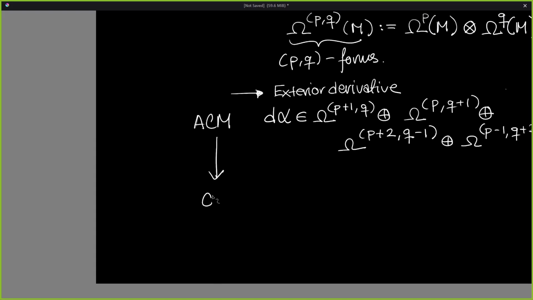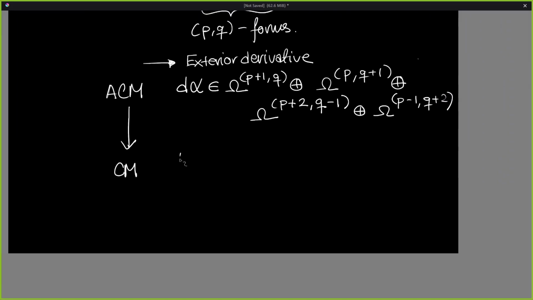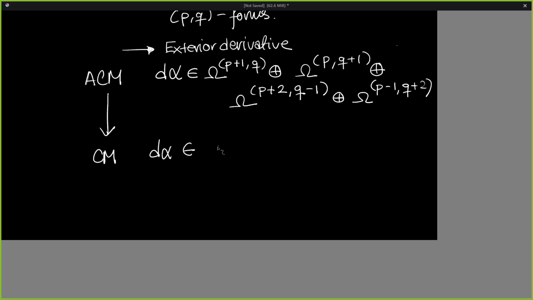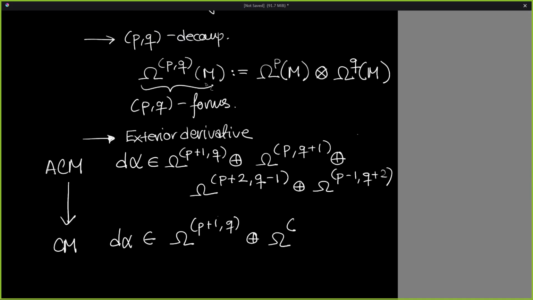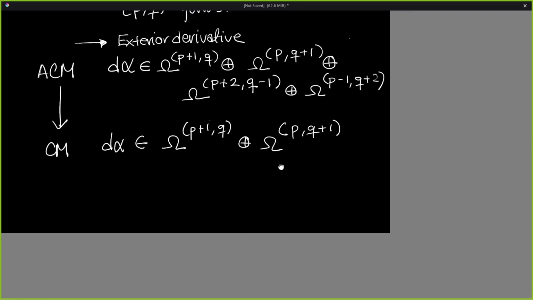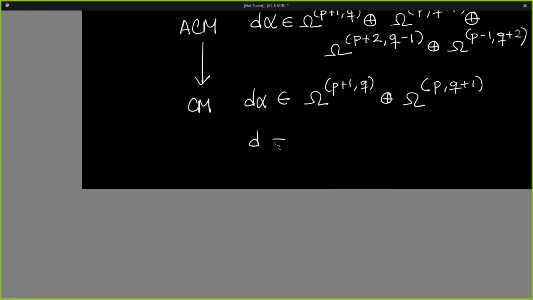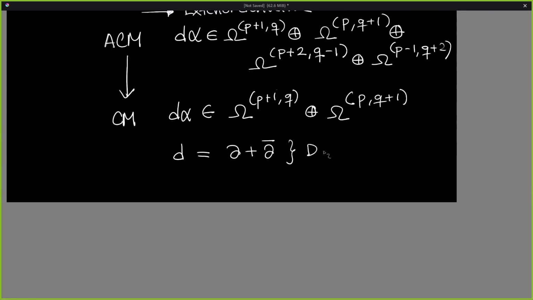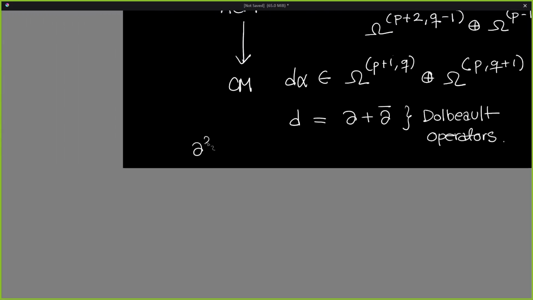If we go to a complex manifold, then we find that d alpha is an element of just the first part, P plus 1, Q, plus omega. I'm omitting that little M at the end as I usually do. So P, Q plus 1. And that means that we can decompose d as partial plus partial bar, where these are called the Dolbeault operators. And they fulfill some nice conditions.